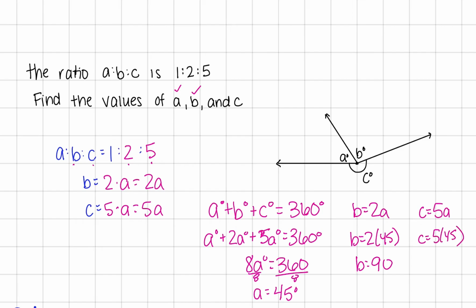5 times 45 is 225. And we found C. Okay.